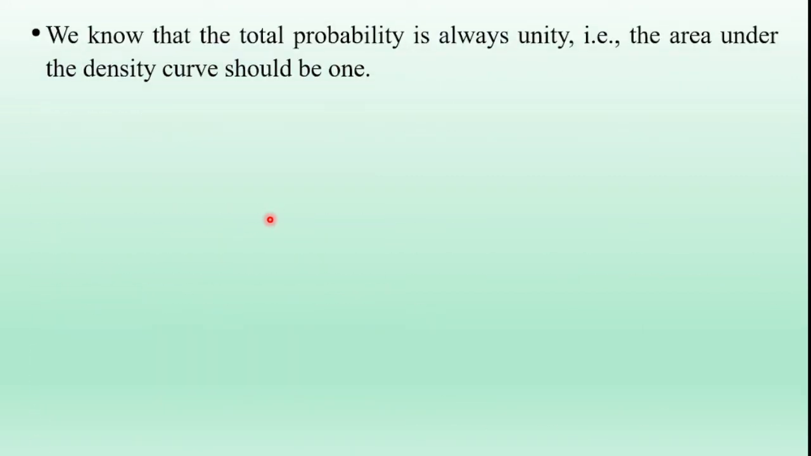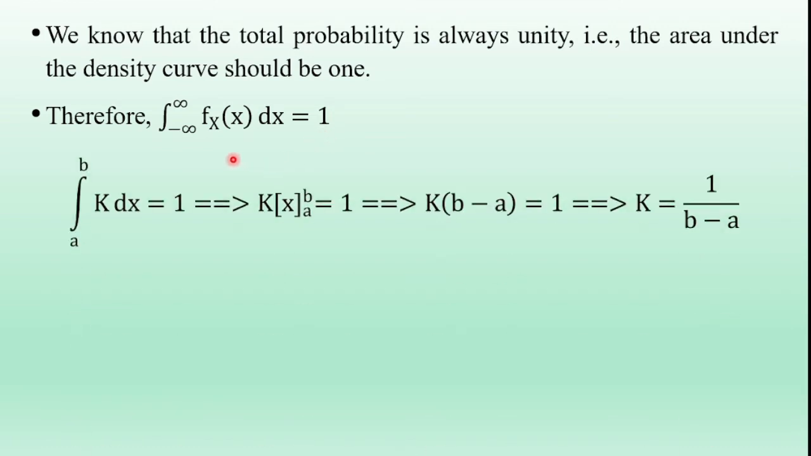We know that the total probability is always unity, so the area under the probability density function curve should be 1. That is, the integral from minus infinity to infinity of the probability density function dx is equal to 1. What is the definition of the probability density function? It is a constant over the interval a to b. Applying this definition to the area under the curve equation, in the interval a to b the probability density function is the constant k. So the integral from a to b of k dx is equal to 1.